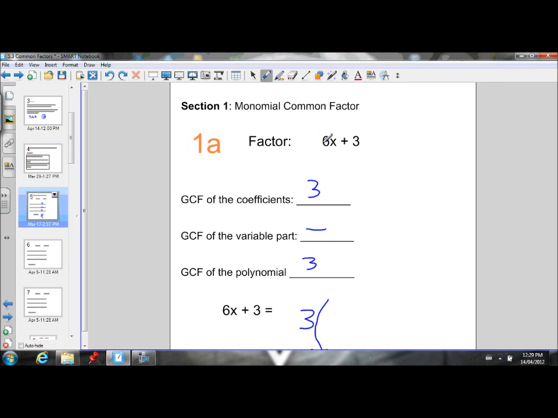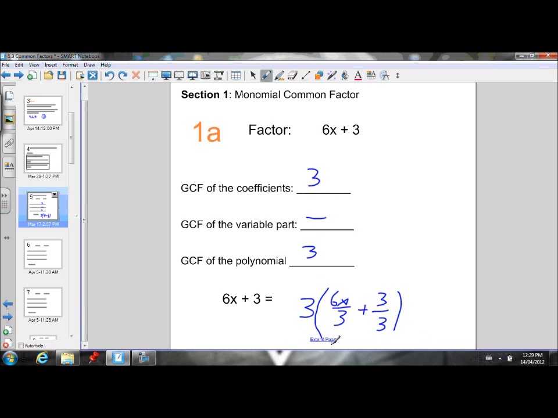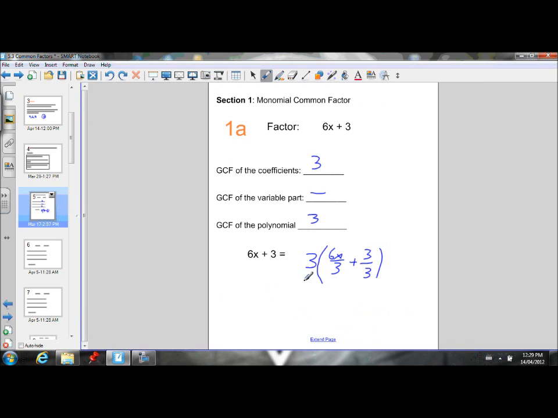So I'm going to divide the 6x and the 3 by the 3 that I took out to give me my second factor. I have 6x, I have to divide that by 3, and I have to divide the 3 by 3. The result of this will give me the two factors of 6x plus 3. I know I'll be able to simplify this because I know 3 goes evenly into the 6x and into the 3. If I simplify this, 6x divided by 3 gives me 2x, and 3 divided by 3 gives me 1.